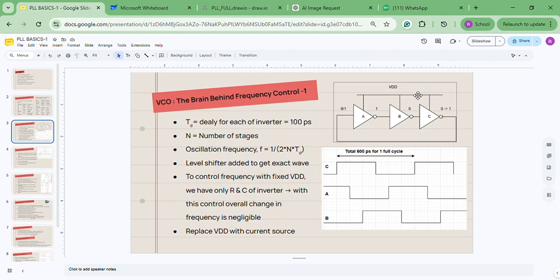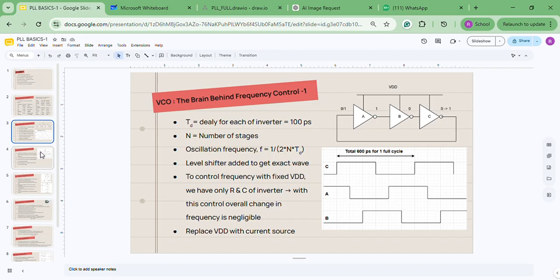Now, in this case VDD is fixed, but for an actual practical PLL, VDD is not fixed, because we want more controlled oscillation. We want to tune our frequency based on the bands which are required. In order to achieve that, we need a VDD which is controlled, not fixed, because we need frequency control. So the next thing is to control this VDD.